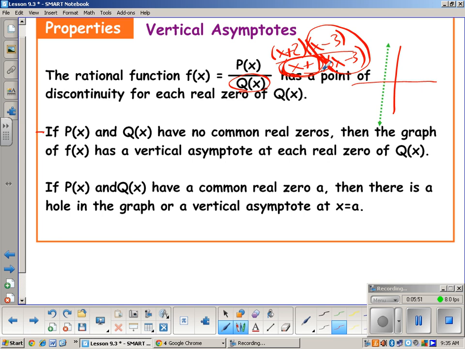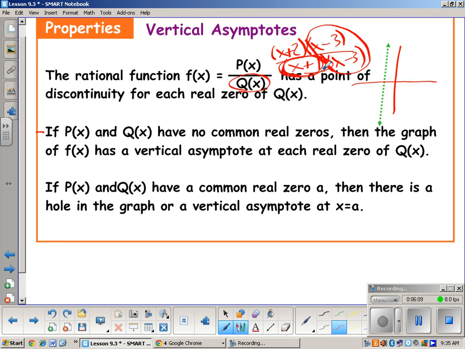I typically look at it as if the top and bottom have the same zero, it's just going to be a hole in my graph. And if the bottom has other zeros, there's going to be asymptotes there. Okay?